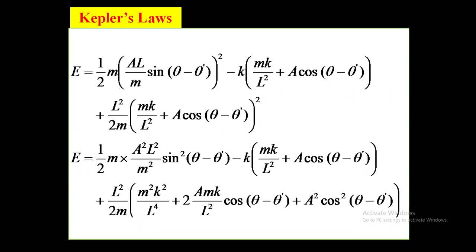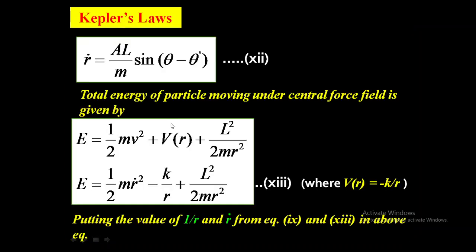After putting the values we get E is equal to half m times (al upon m sine (theta minus theta dash)) whole square, minus k times (mk upon L square plus a cos (theta minus theta dash)), plus L square by twice m times (mk upon L square plus a cos (theta minus theta dash)) whole square. So we put the value of r dot in the first term, 1 by r in the second term and 1 by r square in the third term.